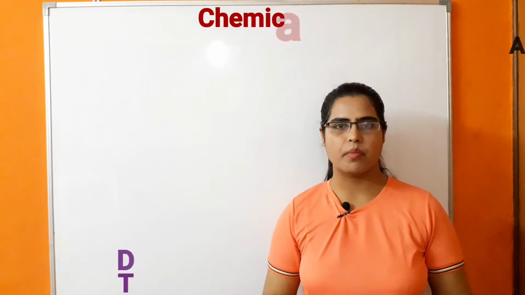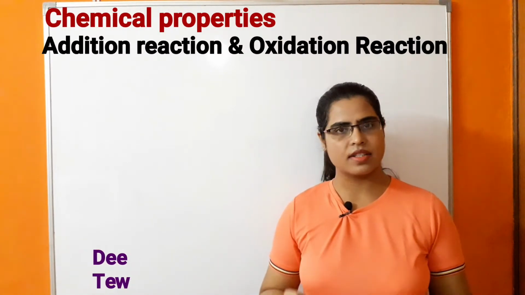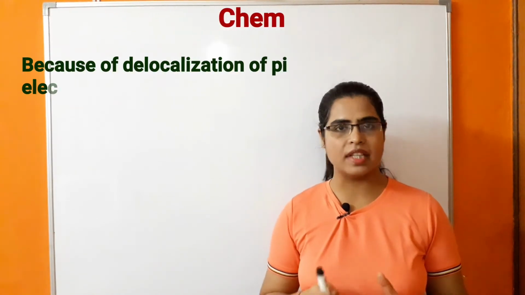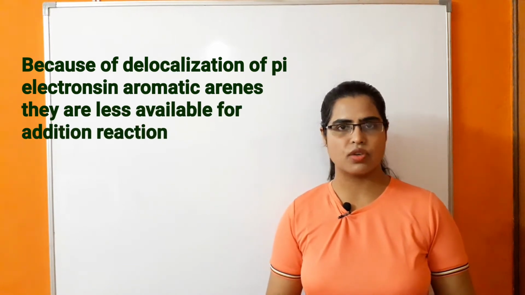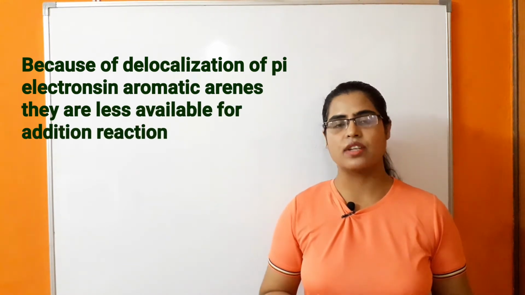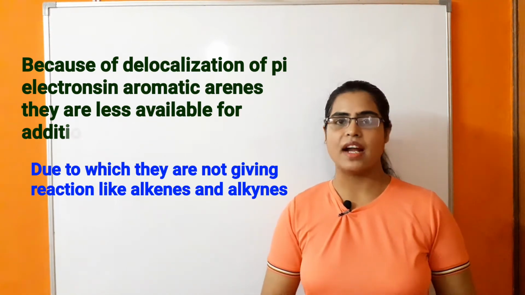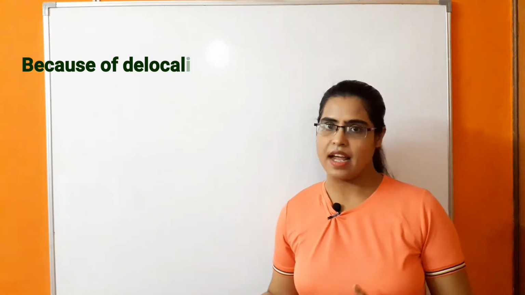Our next chemical property in arenes is addition reaction. Generally, arenes and their homologues do not give addition reactions easily. It is because of the delocalization of the pi electrons. Because of this delocalization, these electrons are not available for addition reaction, so they do not give addition reactions like alkenes and alkynes.